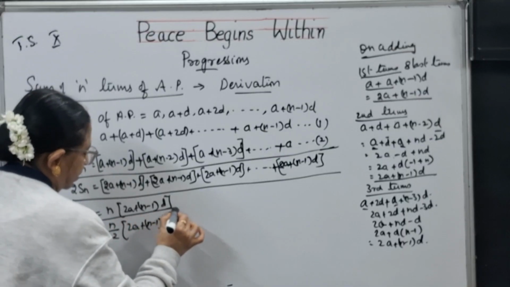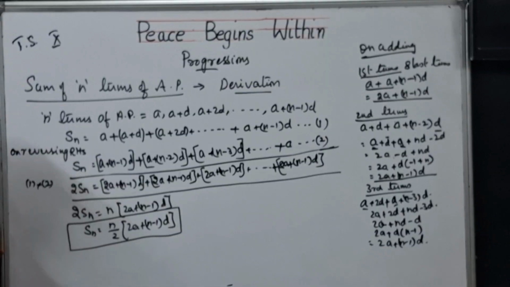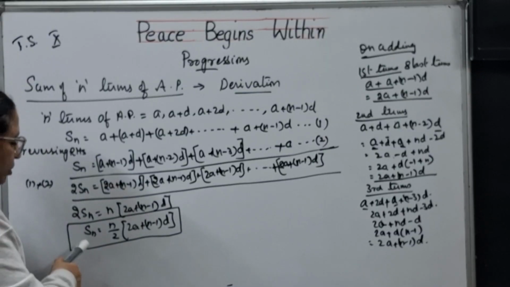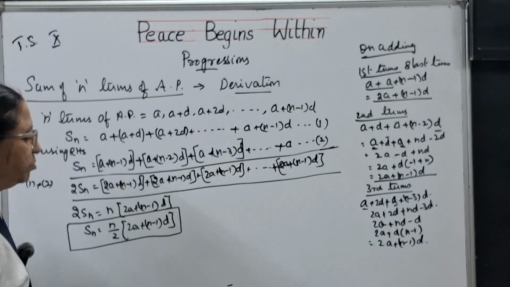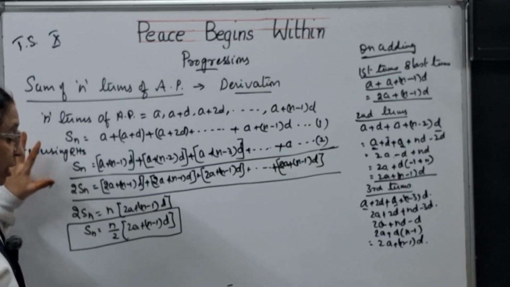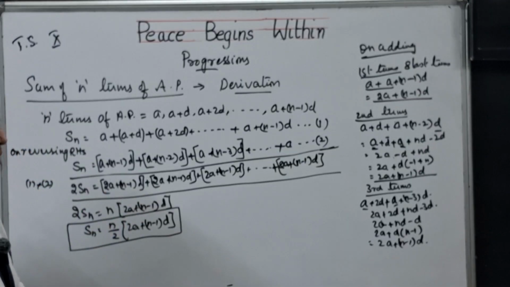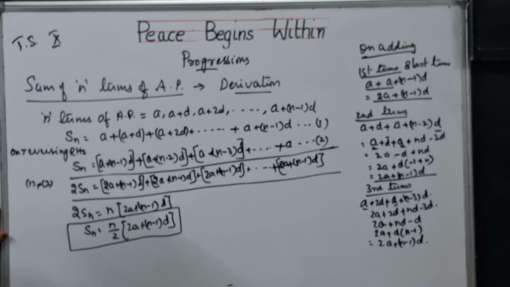This is the formula for sum to n terms, children. Sum to n terms means n by 2 into 2a plus (n minus 1) into d. You should learn this formula, and sometimes if they ask for a derivation, you should learn how to do it. It's a simple one, children. Once you listen to it, you will understand.